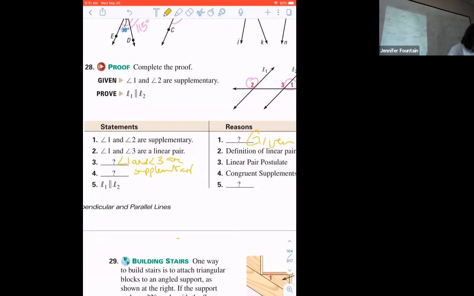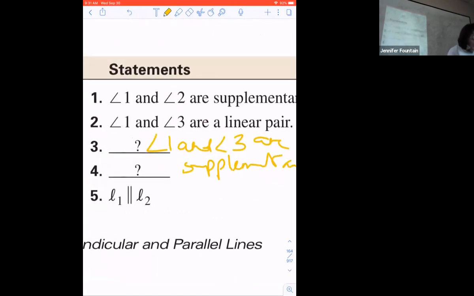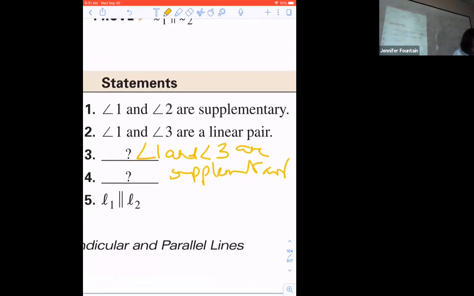Okay. Now we're going from linear pair postulate to congruent supplements. If we go to congruent supplements, which two are congruent supplements? Angles 2 and 3. So angle 2 is congruent to angle 3, okay?